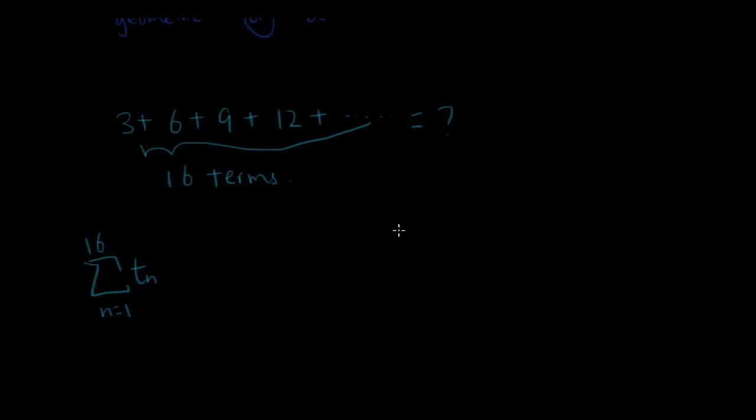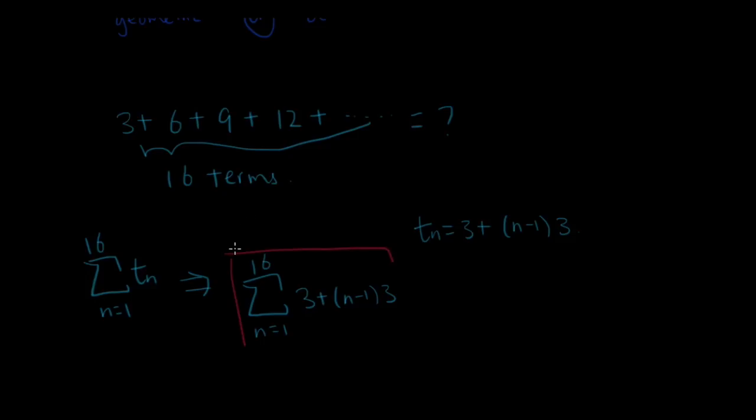First of all, we have to calculate Tn equals 3 plus (n minus 1) times 3. So this can also be written as sigma from n equals 1 to 16 of 3 plus (n minus 1) times 3. And so this would be our formula for the whole series over here.